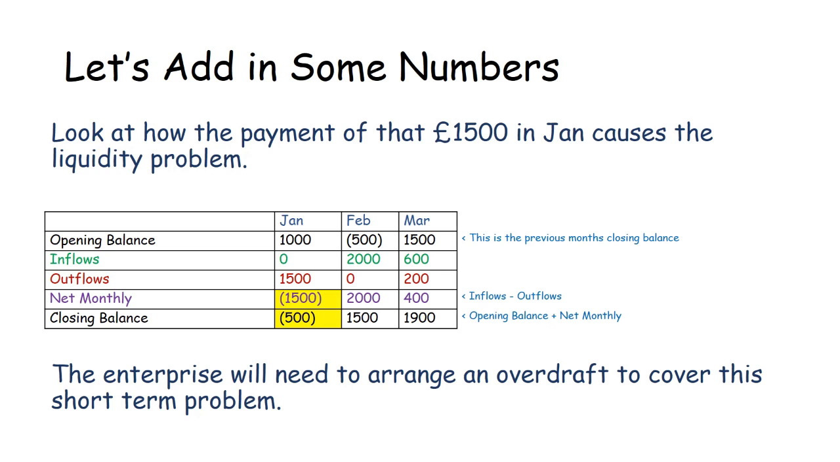So let's take that example and let's now try and put it into a cash flow forecast so that you can see an example of where a liquidity problem is happening. So if you look in the month of January, you can see my net monthly is negative 1,500. And you can see my closing balance is negative 500. So I am overdrawn by £500. I need to arrange an overdraft with the bank to solve my liquidity problem. If I couldn't arrange that overdraft with the bank, I'd have a serious liquidity problem where I was unable to pay my bills and I'd need to find some other solution.